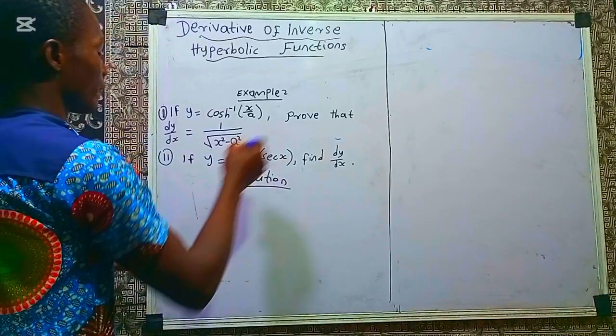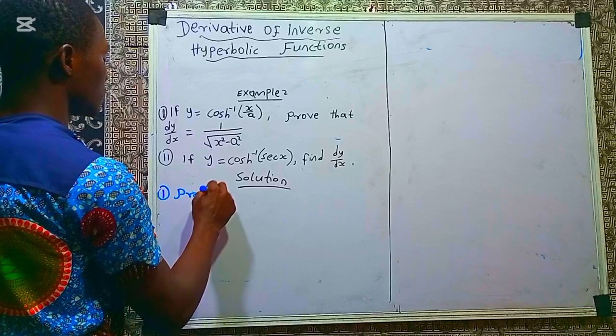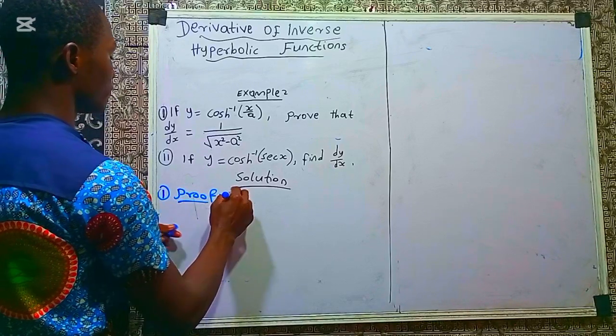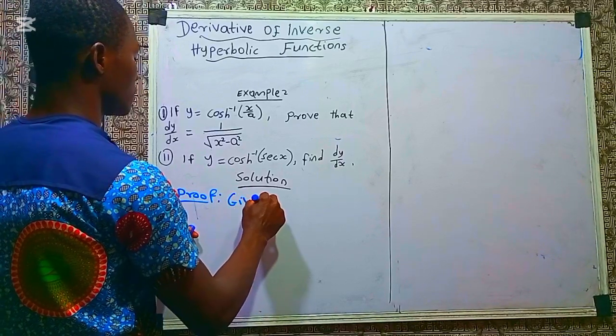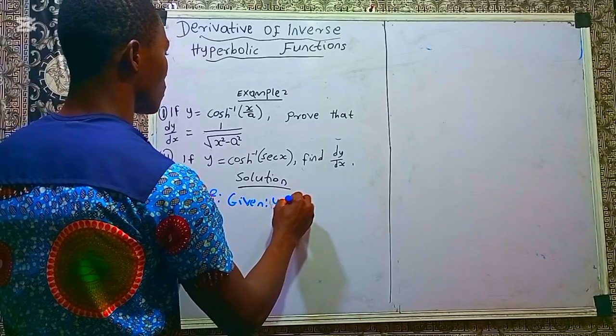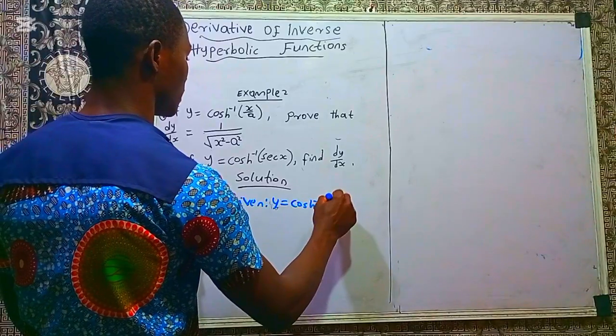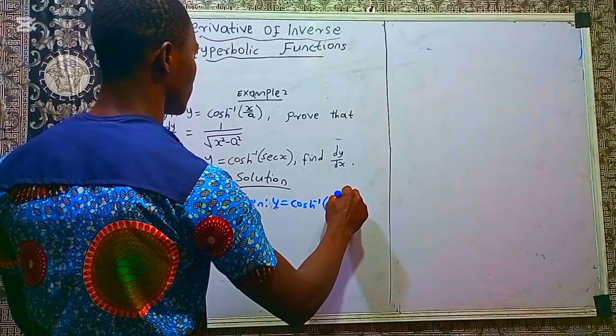Now, the first one, what they ask us to do there is to prove it. So let's look at the proof. We are given that y is equal to hyperbolic cosine inverse of x over a.